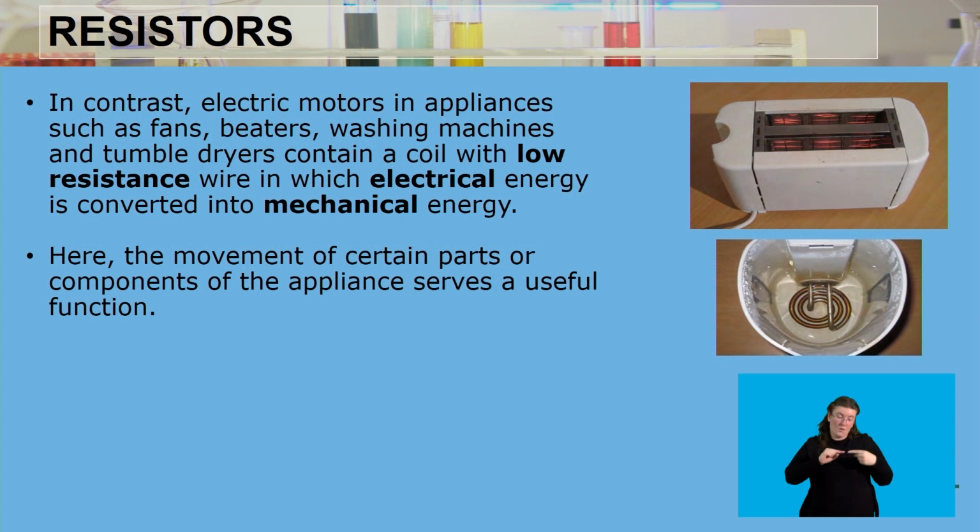However, in contrast, electric motors in appliances such as fans, beaters, washing machines, and tumble dryers contain a coil with a low resistance wire, in which electrical energy is converted to mechanical energy. Remember, mechanical energy is our movement energy. That's the reason our tumble dryers are rotating and our fans are rotating. Here, the movement of certain components of the appliances serves a useful function.